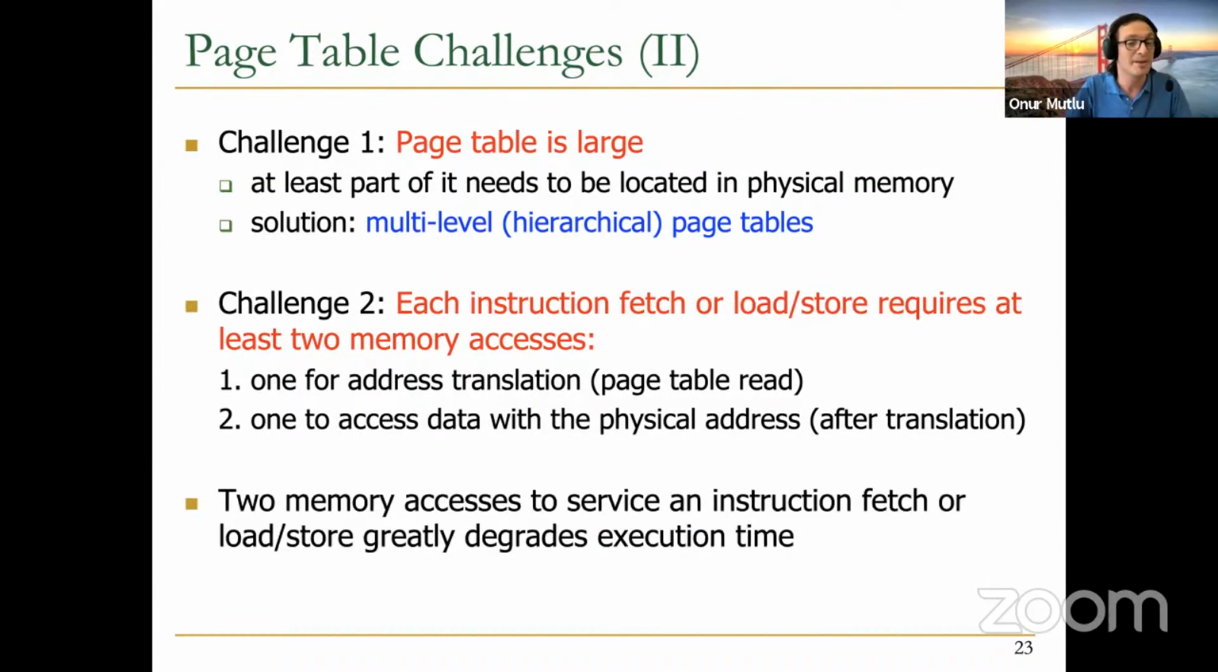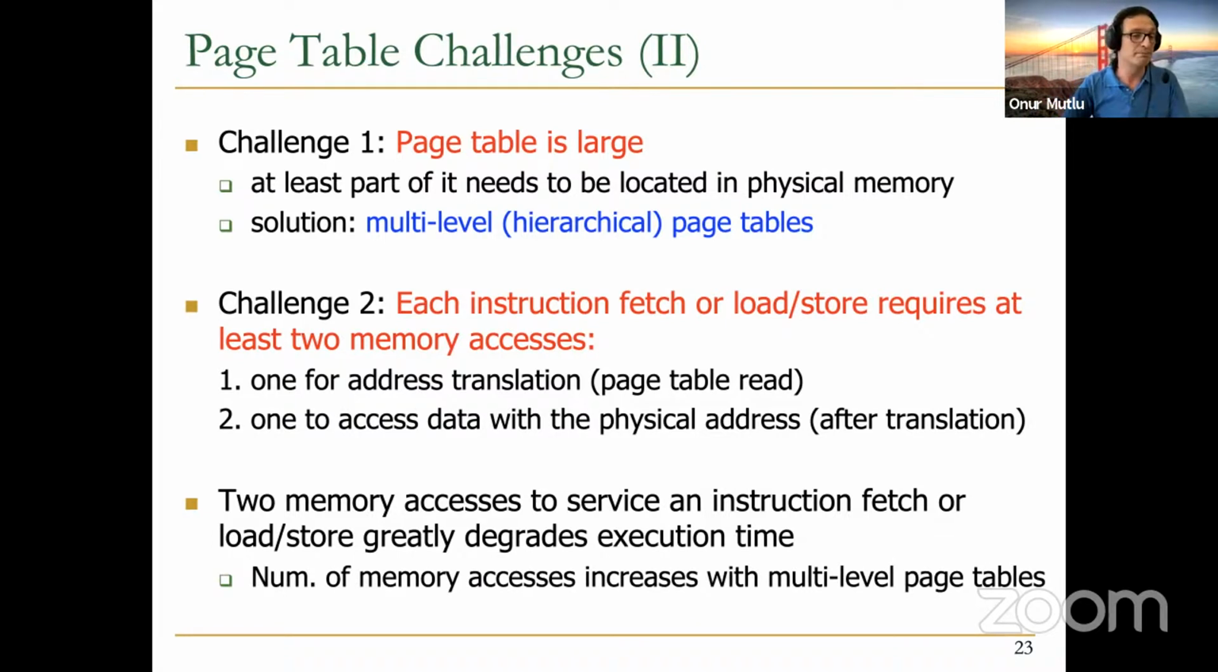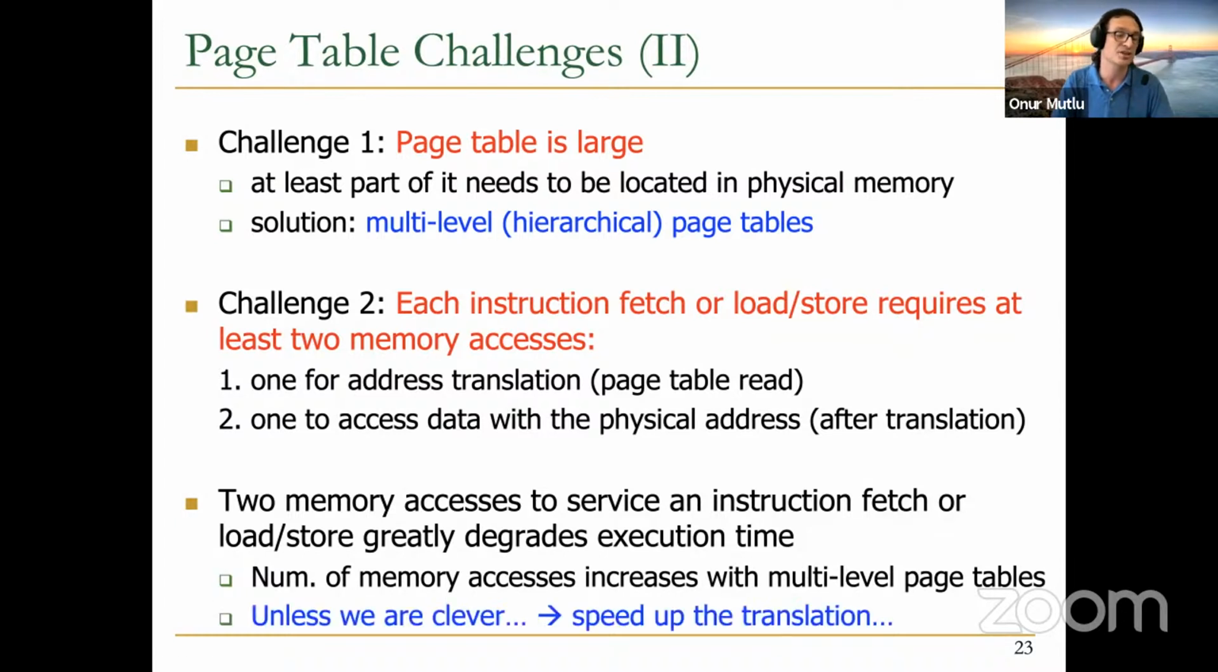So you need to have 2 memory accesses to service an instruction fetch or load store, and that greatly degrades execution time. Each memory access takes, I don't know, if it misses in the caches and it takes 100 nanoseconds, then you're in trouble. And you're in bigger trouble if you have a multi-level page table, because the number of memory accesses increases with the number of levels in a multi-level page table. Unless you're, of course, clever, right? Unless you have a mechanism to speed up the translation, and we're going to be clever.